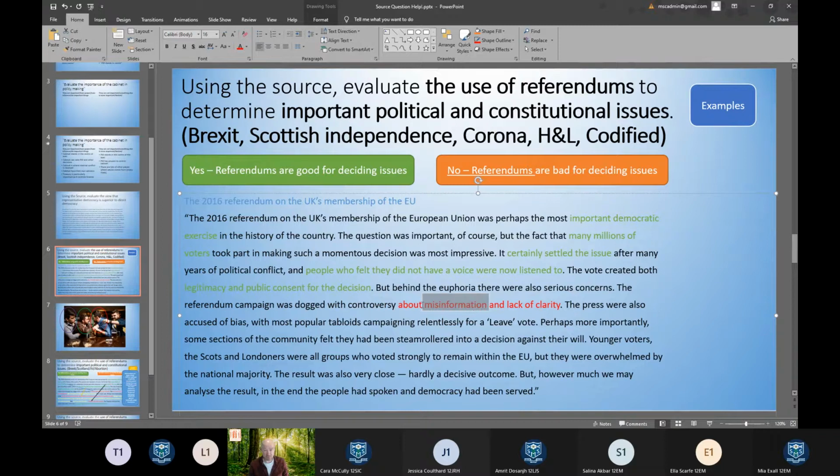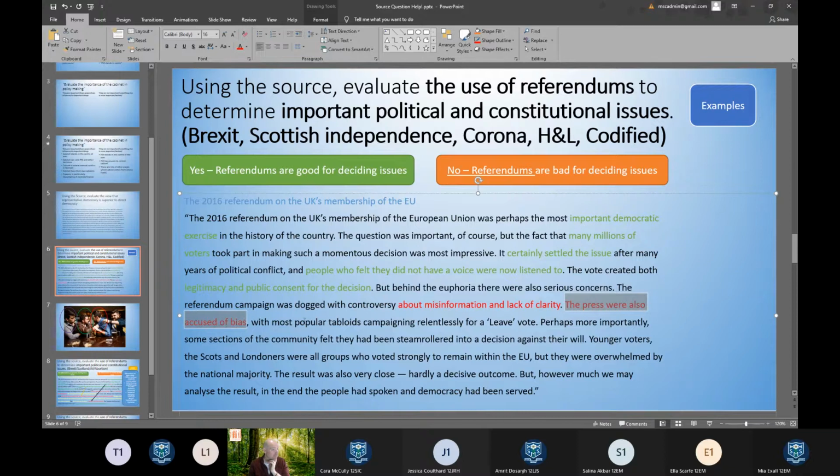So, for example, misinformation might be the £350 million on the side of a bus. Lack of clarity might be, well, how exactly are we going to leave? Soft Brexit, hard Brexit? Are we going to still be under the European Court of Justice? What's going to happen with Northern Ireland? And so there's my argument. The press were also accused of bias, with popular tabloids campaigning relentlessly for a leave vote. Okay, so the press were accused of bias.